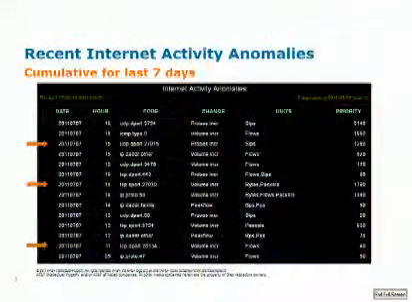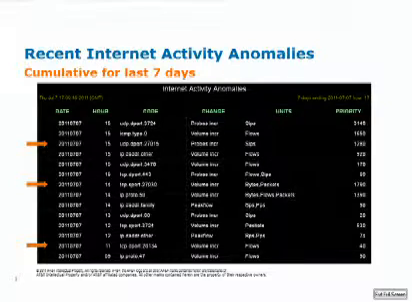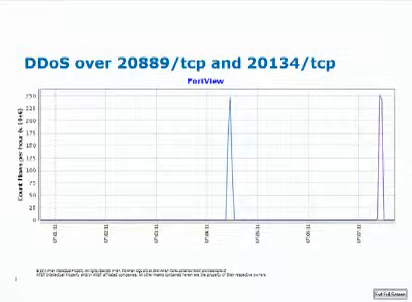The next one that I want to highlight here is towards the bottom. We have TCP destination port 20134. This is not a particular port that's used for anything, and in this particular event, I don't think it actually had any particular meaning. But I'll show you what it was. This was actually a DDoS event.